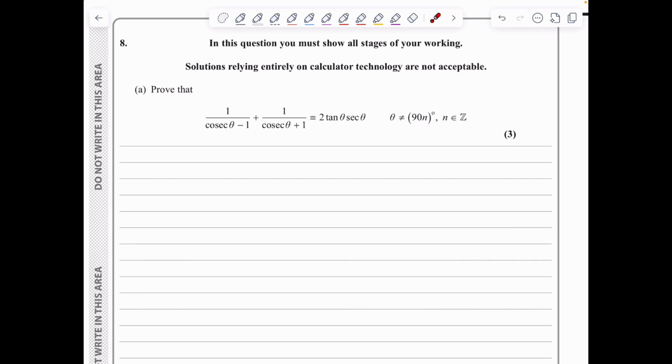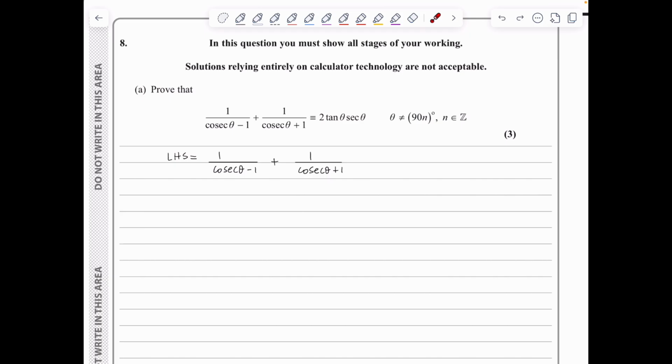In question 8, we need to show all stages of our working, and solutions relying entirely on calculator technology are not acceptable. So in the first part, we need to prove that 1 over cosec theta minus 1 plus 1 over cosec theta plus 1 is 2 tan theta sec theta. So we need to prove this trigonometric identity. I will start from the left-hand side.